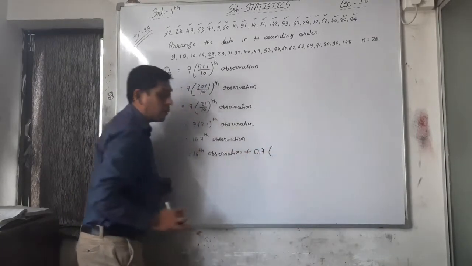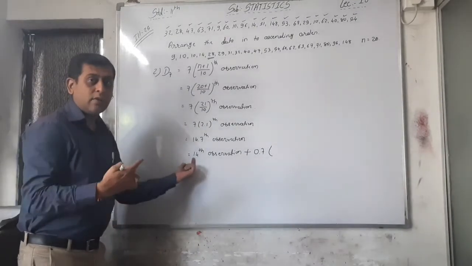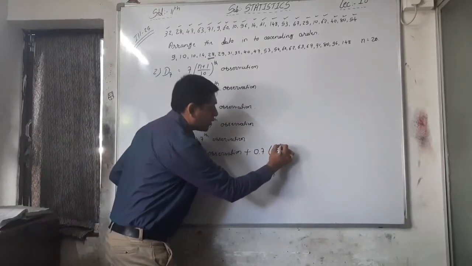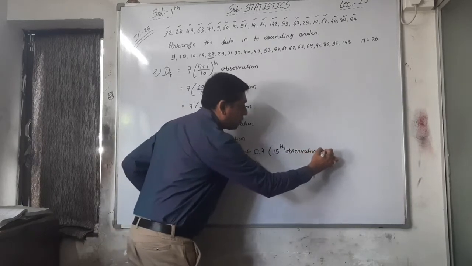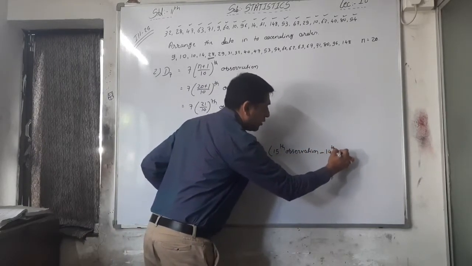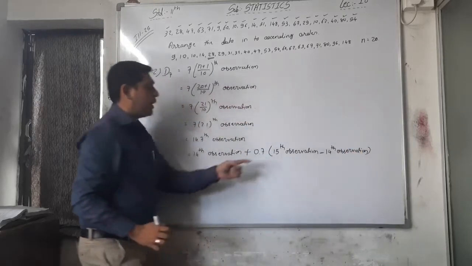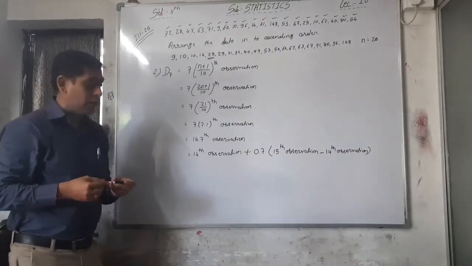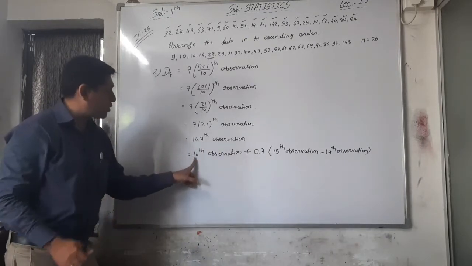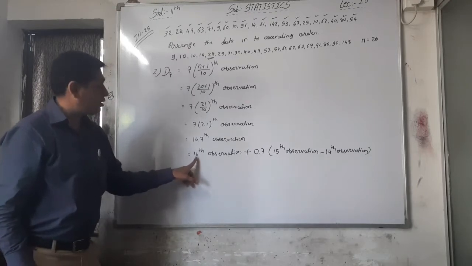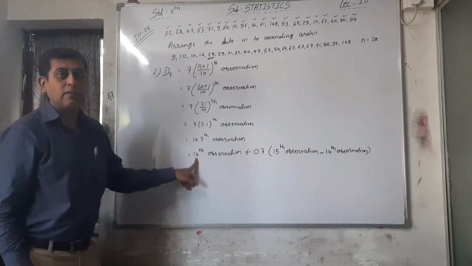0.7 into bracket, what is the next of these? The next of 14 is 15, that is the 15th observation, minus the original, that is the 14th observation. You have to write 0.7 into the next observation, the 15th observation, minus the original observation, the 14th observation. You have to compulsorily write it like this.